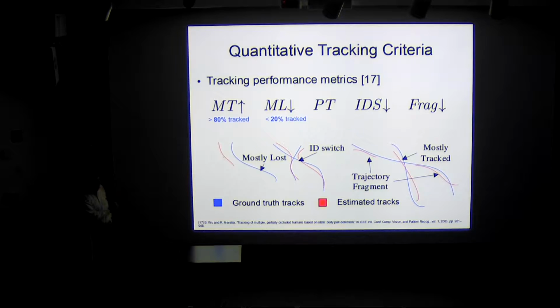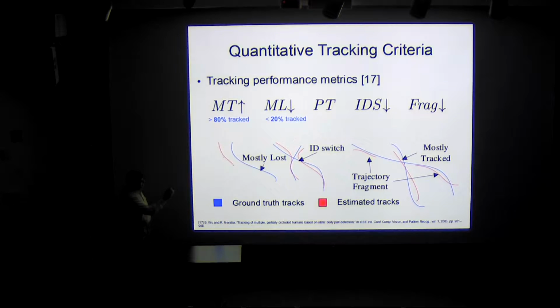ID switches are switches where, so this is illustrating something which is mostly tracked over here. This is showing you the estimated track, ground truth in blue. So this is the ground truth, this is an estimated track. This is something which you would consider mostly tracked. This is something which you would consider mostly lost, so your estimated track is a very small component of the overall track.